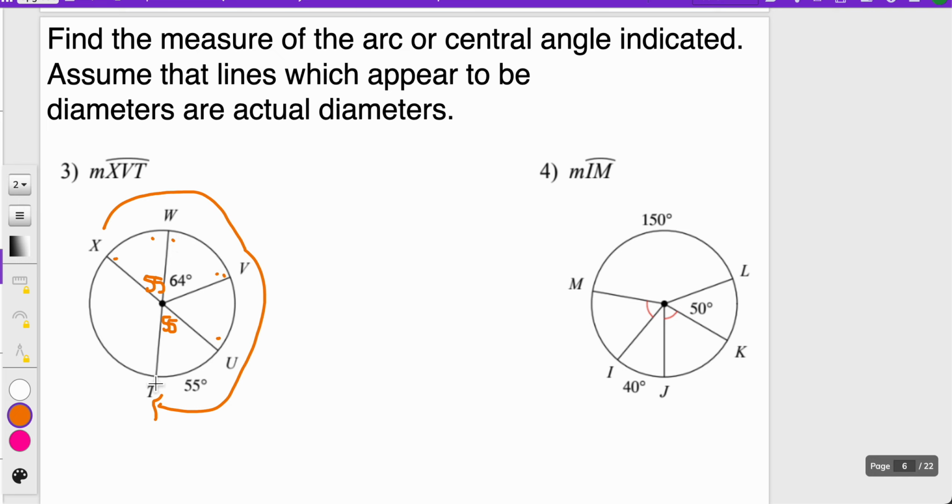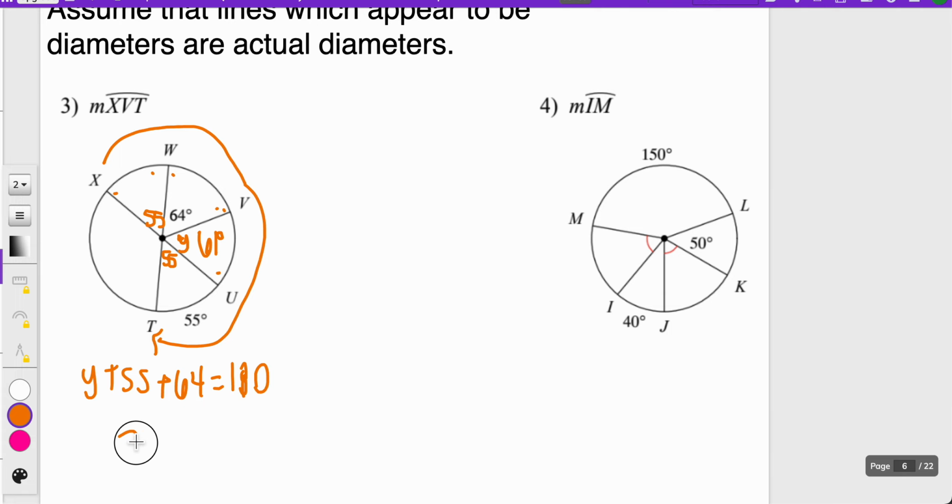So what I would do is find, we can say this is Y. Y plus 55 plus 64 equals 180. And that's going to give us a missing piece of 180 minus 55 minus 64, 61 degrees. So then I would just add 55, 55, 64, and 61. I'm going to end up with 235 degrees.